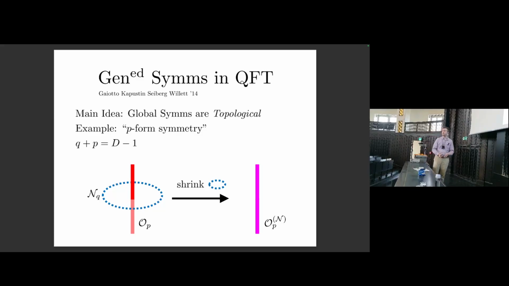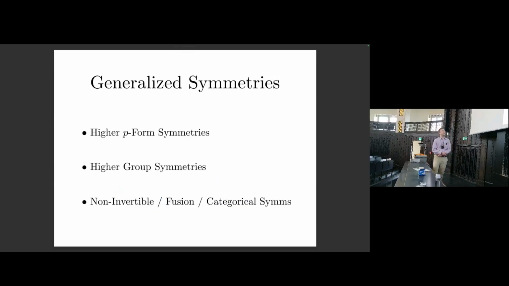The key idea is that this is topological. It doesn't matter what the shape of this dashed surface is, so long as linking or intersection is maintained. And this has been extended in many interesting ways. Higher p-form symmetries are a simple example. Then higher group symmetries, where not just one p-form symmetry but possibly two are acting on the same object, possibly entwining with one another. And even bigger generalizations involving non-invertible, fusion, or categorical symmetries.